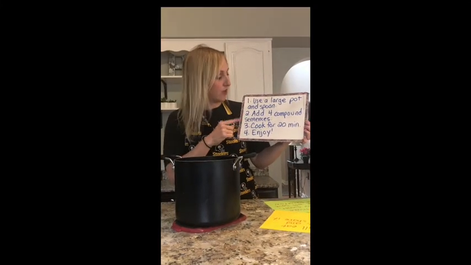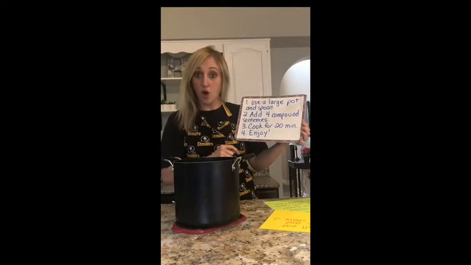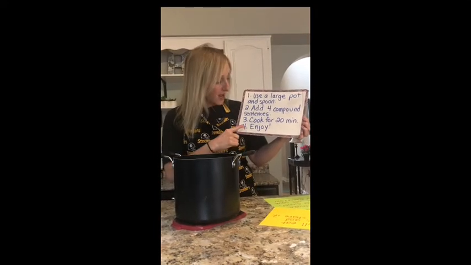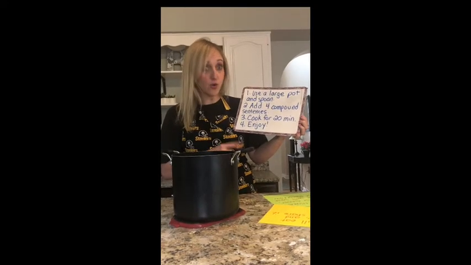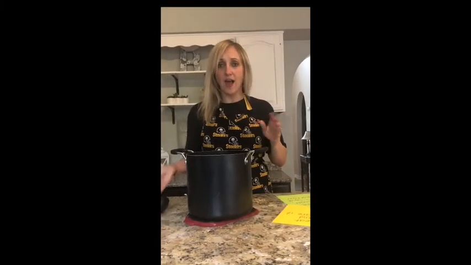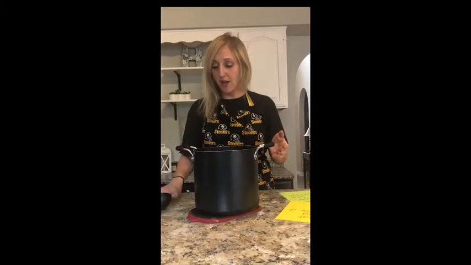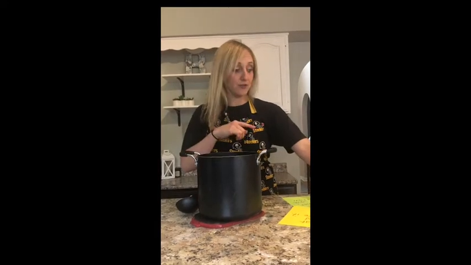Step 1, use a large pot and a spoon. Step 2, add 4 compound sentences. And step 3, cook for 20 minutes. Step 4, enjoy. This seems like it's a pretty easy recipe. Let's see. Okay, so we do have our large pot here, and we have our spoon. Step 2 says to add 4 compound sentences.